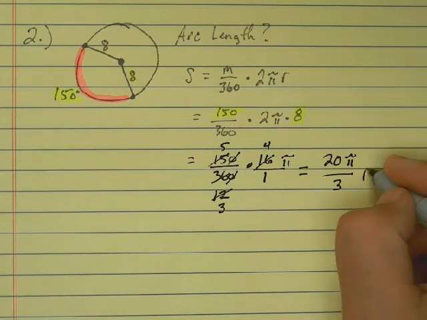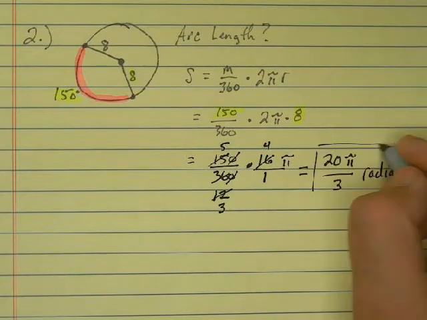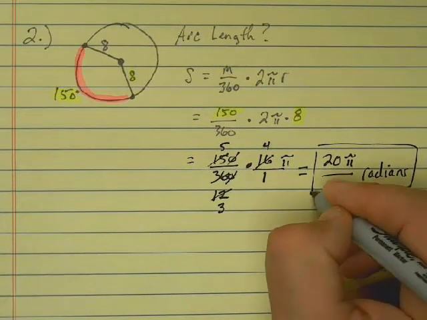And this is going to be in radians because it's arc length.